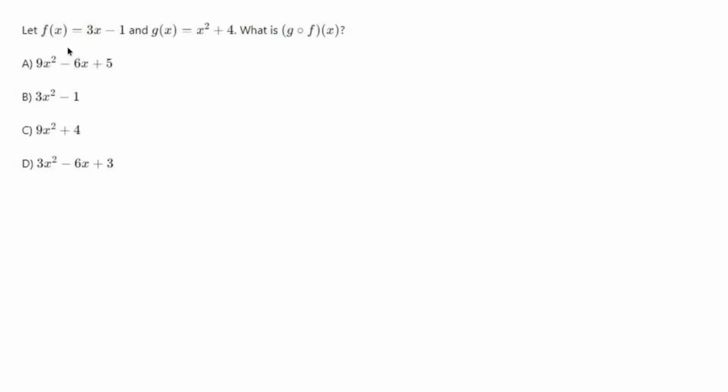Let f of x equals 3x minus 1 and g of x equals x squared plus 4. What is g of f of x? Well, we'll write this out as g of f of x. f of x is 3x minus 1. So I need to find out g of 3x minus 1. So I'm going to rewrite g, and I'm going to replace every x with 3x minus 1.